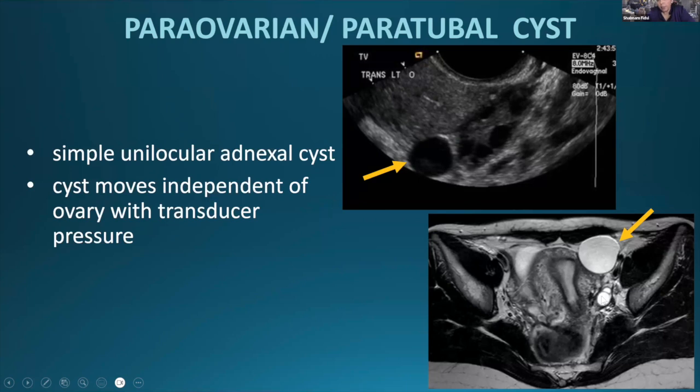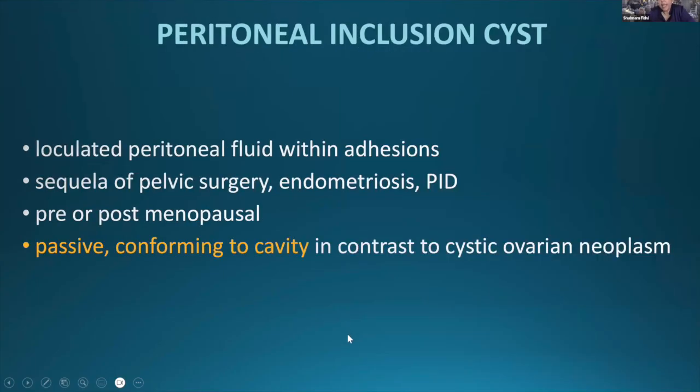On this axial T2 weighted image, you can see the uterus. Here's a normal left ovary, and this T2 hyperintense lesion was a left adnexal paraovarian cyst. The final category in benign entities is peritoneal inclusion cysts. This is loculated peritoneal fluid within adhesions, and it typically occurs as a sequela of pelvic surgery, endometriosis, or pelvic inflammatory disease. It occurs in both pre- and postmenopausal patients. And in contrast to cystic ovarian neoplasms, which are typically mass-forming, peritoneal inclusion cysts are kind of passive, and they conform to the peritoneal cavity.